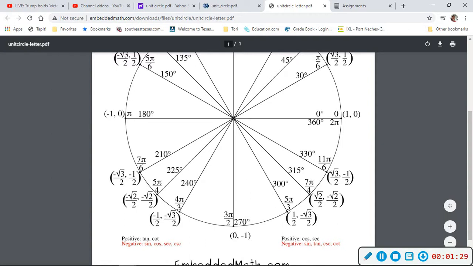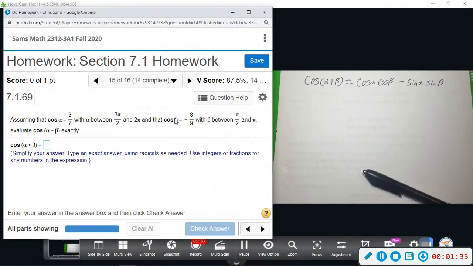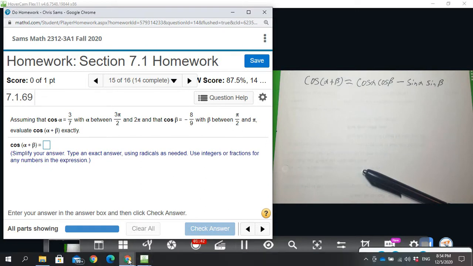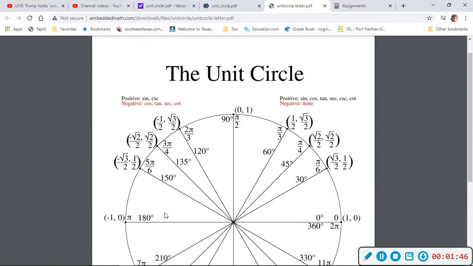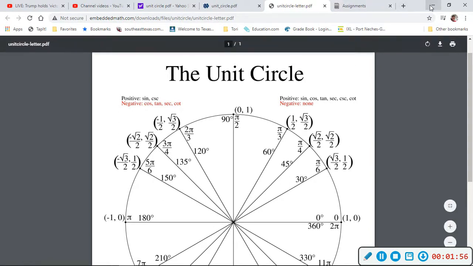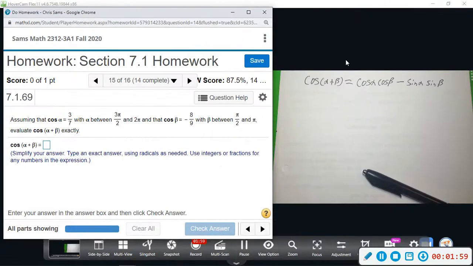And then we're also given that cosine of beta is negative 8 over 9, but we are between pi over 2 and pi. So when I look at the unit circle between pi over 2 and pi, here's pi over 2, here's pi. So that tells me we're in quadrant 2. And in this quadrant, sine is positive. So we're going to have the opposite sign of the cosine function. Alright, so we're still going to do the Pythagorean theorem.